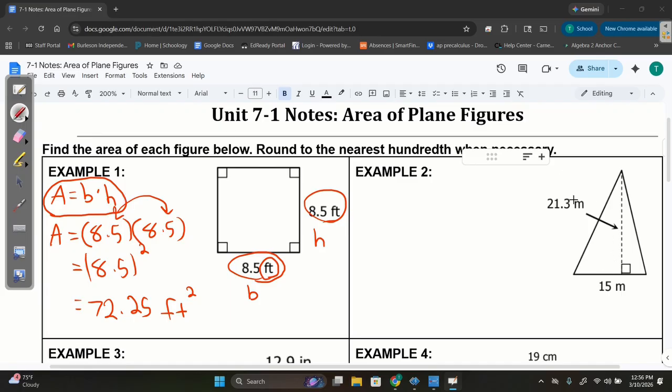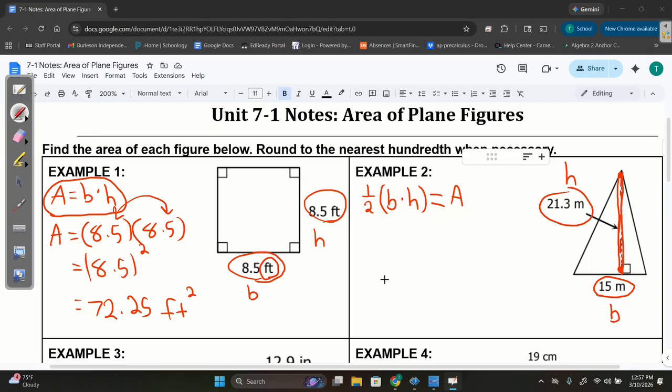For a triangle, the formula is going to be 1/2 base times height. The base of my triangle is the 15. The height of my triangle is this dashed line. If I ever give you a number for the diagonal, that is not my height. That's the diagonal. The height specifically goes from the tip of the triangle, dropped down to the base. So my height is 21.3.